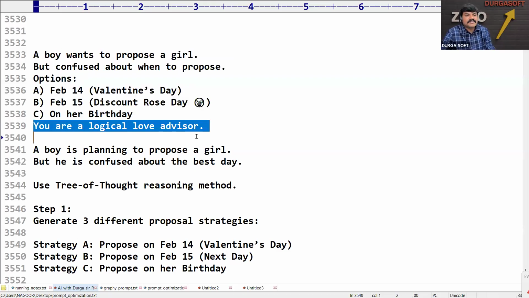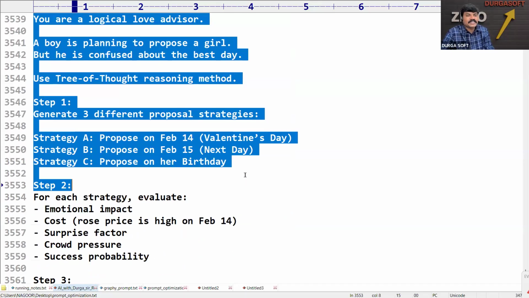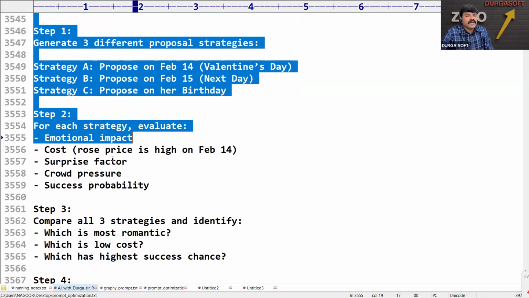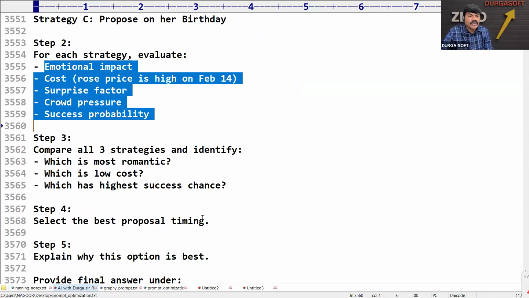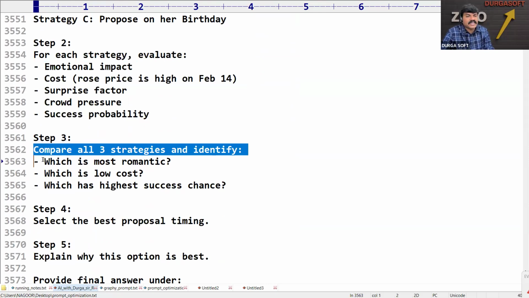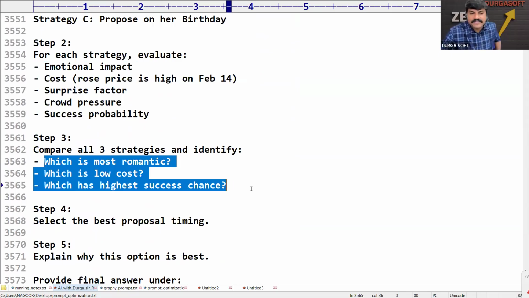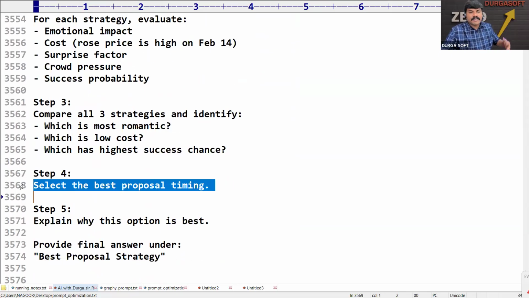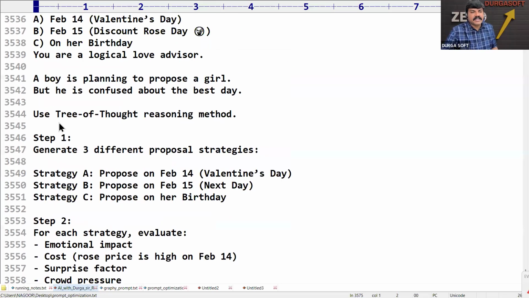So you are a logical love advisor. Your boy is planning to propose. Okay, 3 strategies. Strategy A, propose on February 14th; propose on February 15th; or propose on her birthday. For each strategy, evaluate emotional impact, cost, surprise factor, crowd pressure, success probability. Next, compare all 3 strategies and identify which is the most romantic, which is the lowest cost, which has the highest success chance. Select the best proposal timing. Explain why this option is the best proposal strategy. A small funny example anyway.